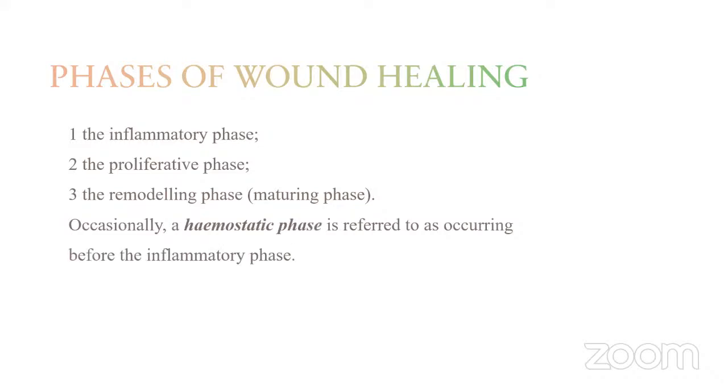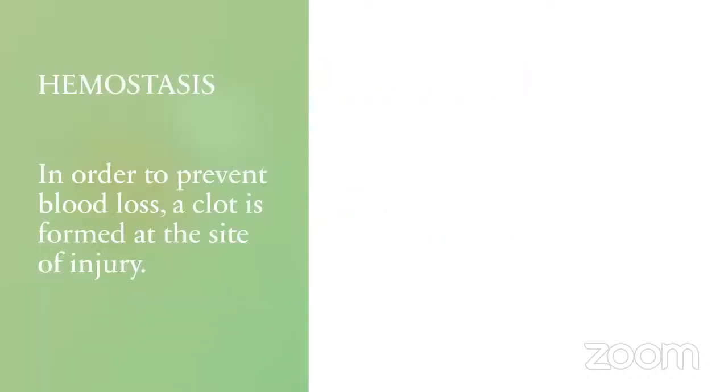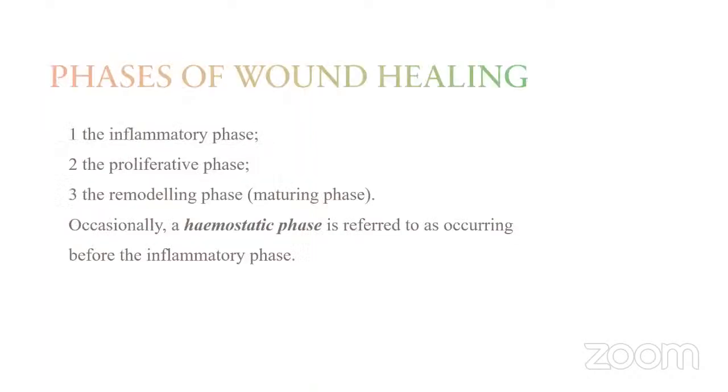If you refer to different textbooks, some say it's 3, some say it's 4. If there are 4, the first one they have considered the hemostatic phase as a different phase. That's how 4 stages will be there. So we'll look into the 4 stages. We'll look at what happens in the hemostatic phase of wound healing.